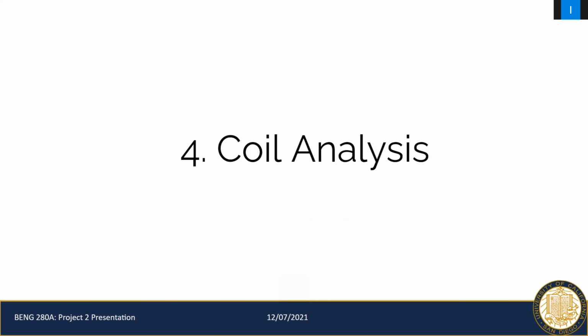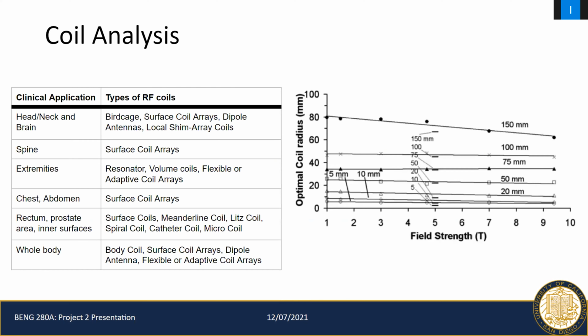In this last part of the section and last part of the whole presentation, we're going to delve deeper into the coil analysis by considering the different parameters that affect it and the advancements in the field. Coil analysis is highly dependent on the application and the MRI target, and thus different types are used for each application. It's also dependent on the strength of the field, the coil radius, and the geometry of the coils, resulting in different optimal coil radii.